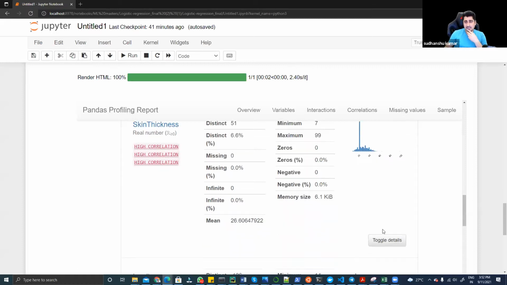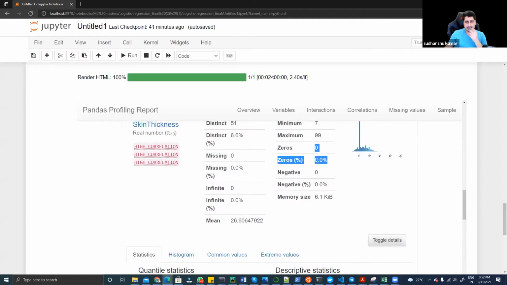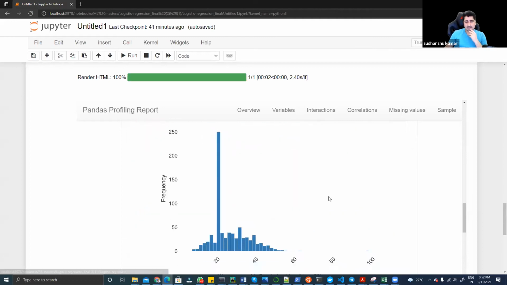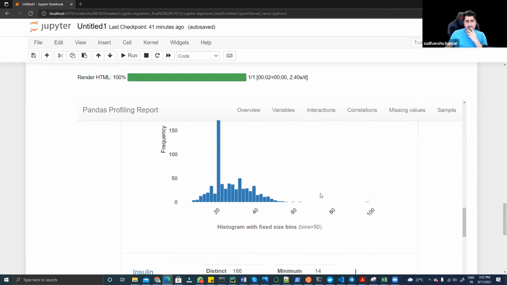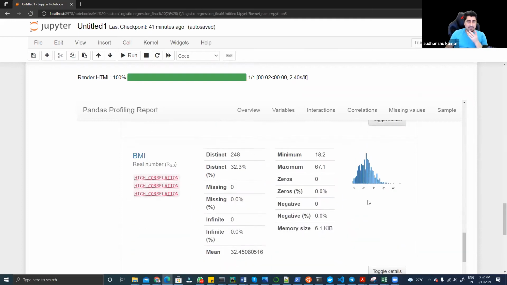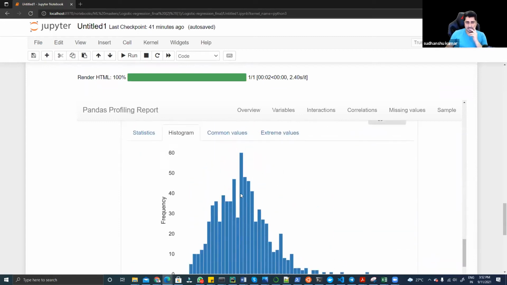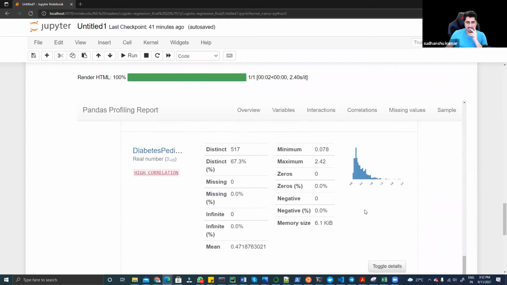Skin thickness, yes, it looks like the zeros are gone. Last time there were zeros. If I look at the histogram, again approximately this looks like a normally distributed one. That's completely fine. Maybe if I talk about BMI, I think we have done the replacement of zeros. So yes, our data shape has changed a little bit.